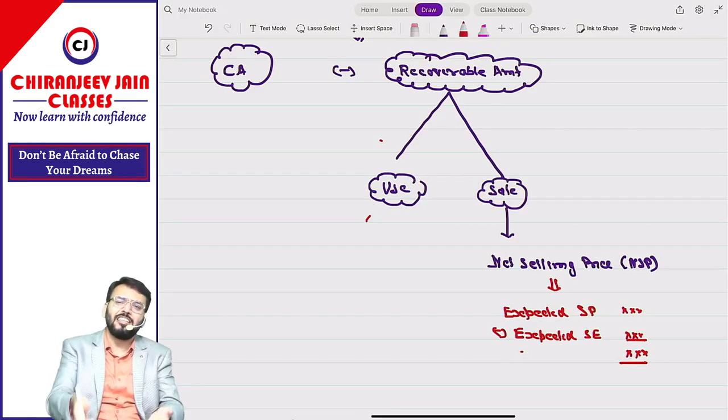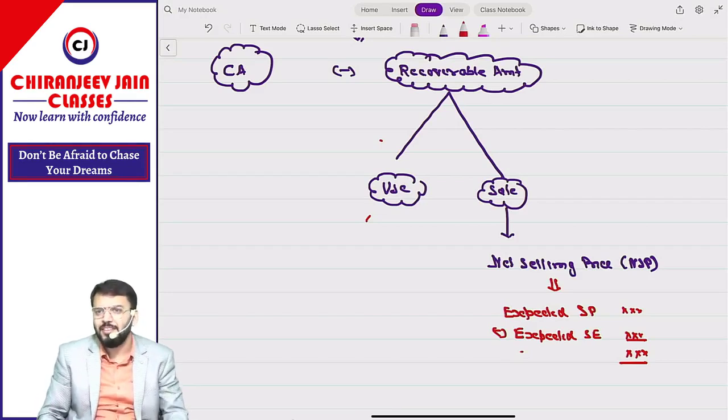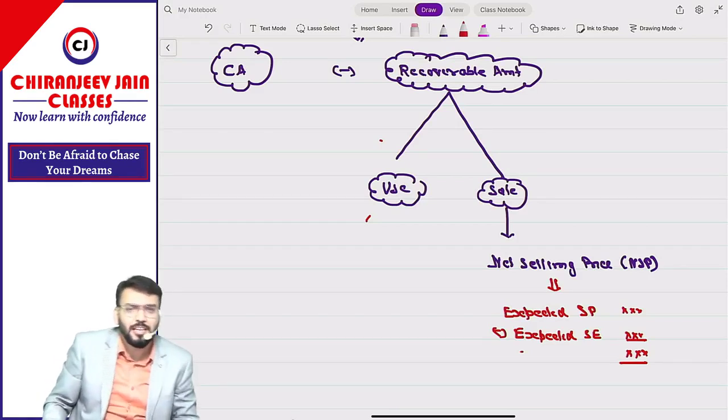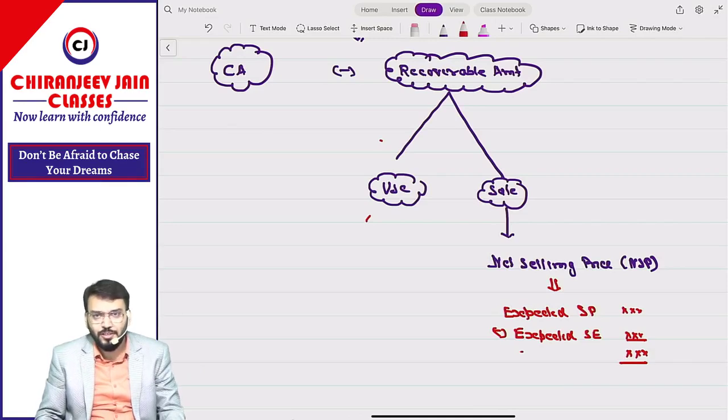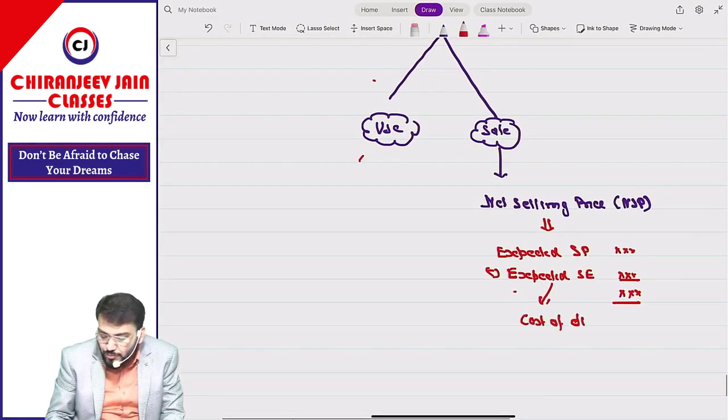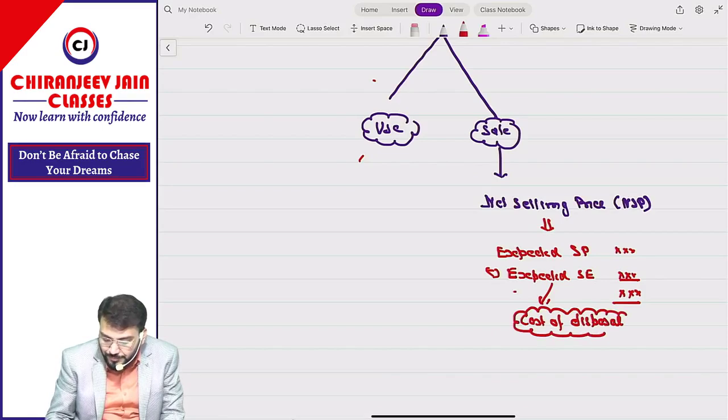So can I say this net selling price will be given in the question? See what is the sale price and what is the expected selling expense, that will be given in the question only. Understood? Correct. Sale price means what? The expected cost of disposal means what is the cost of disposing the asset. That is known as cost of disposal. We call it. Correct.